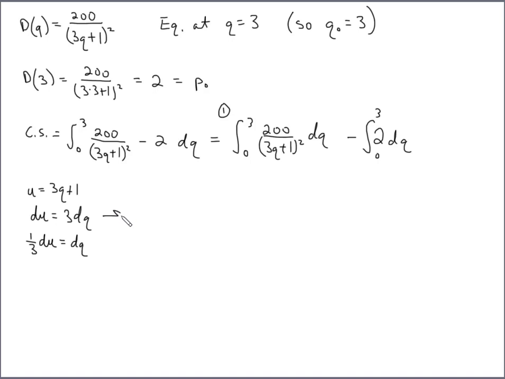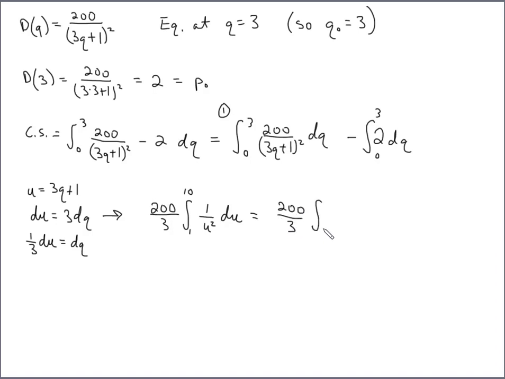Okay, so with all of that, that integral then changes to be 1/3 of 200. So let's pull that 200 out in front too. So 200 over 3, and that's just going to be 1 over u squared du. And the bounds are going to change according to the substitution. The lower bound was 0, it's now going to be 1. The upper bound was 3. 3 times 3 is 9 plus 1 is 10. It's now going to be 10. Okay, so there's our first part. That's going to become 200 over 3.